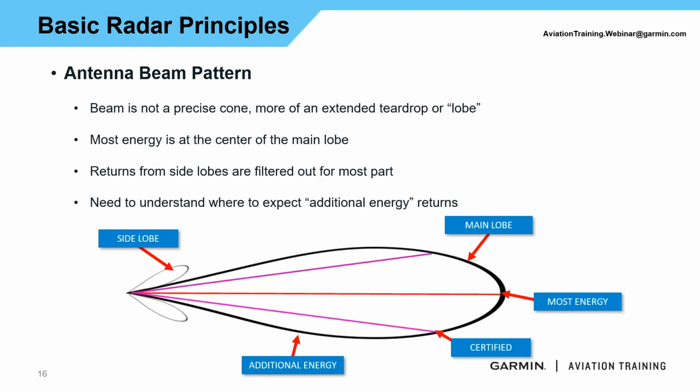All right, so the beam pattern is shaped more like a lobe rather than a straight V. Most of the energy is right in the center, and it continues to be less and less as you go away from the center of the beam. We're illustrating the published or certified beam width right there in magenta. We have the additional beam energy, and then side lobes that could pick up some kind of scattered imagery very close to the antenna.